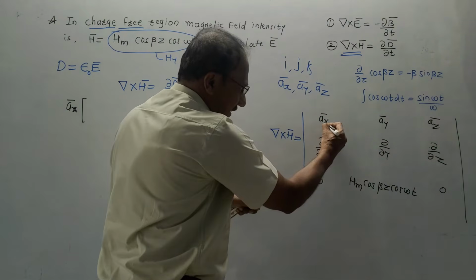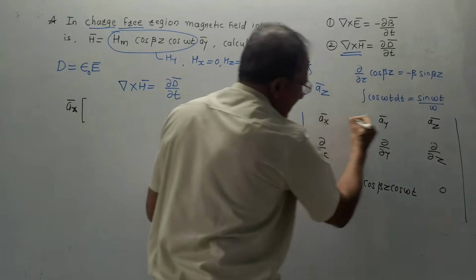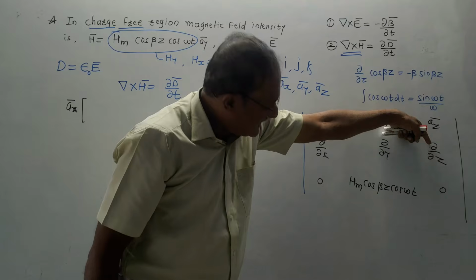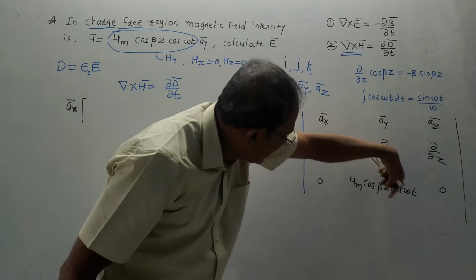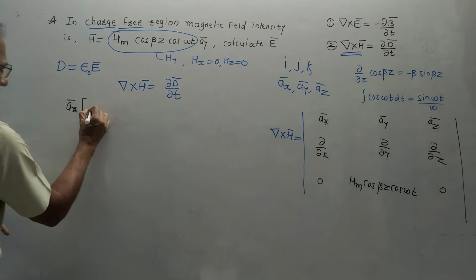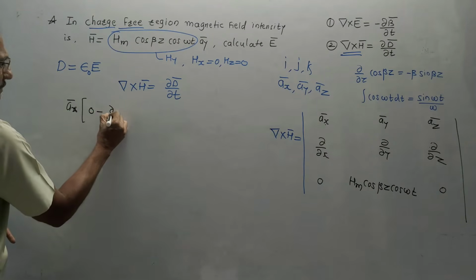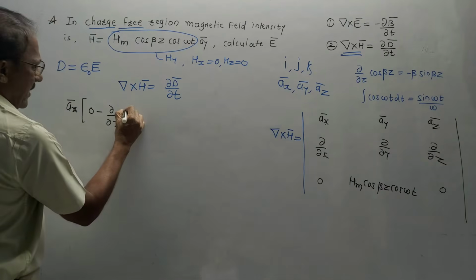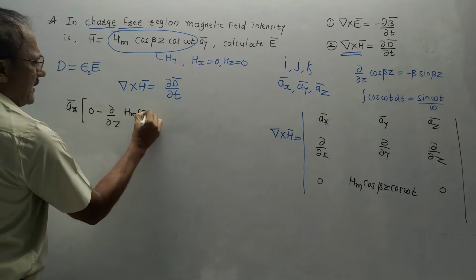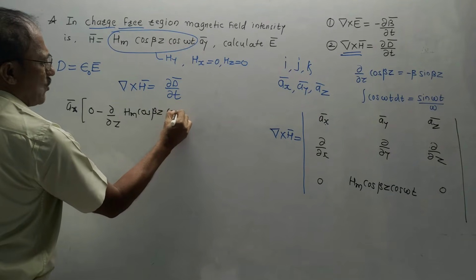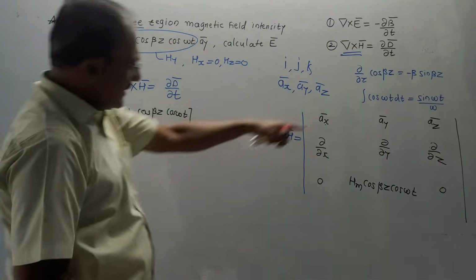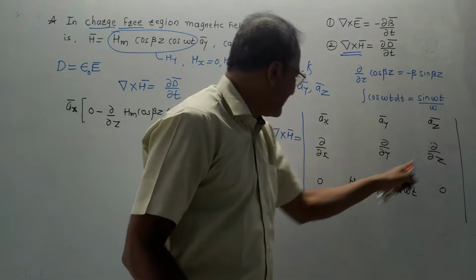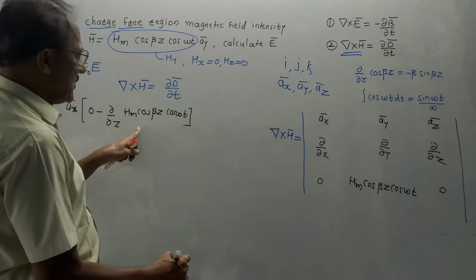What I have to do while considering x bar, I will have to skip this column and skip this row. So this into this becomes 0. Then derivative d bar by dz, that is derivative with respect to z of this term. So I will write like this: 0 minus d bar by dz of this term, hm cos beta z cos omega t. This is about the direction ax bar. What I did, I skipped this row, I skipped this column, this into this minus this into this. So I got this equation.